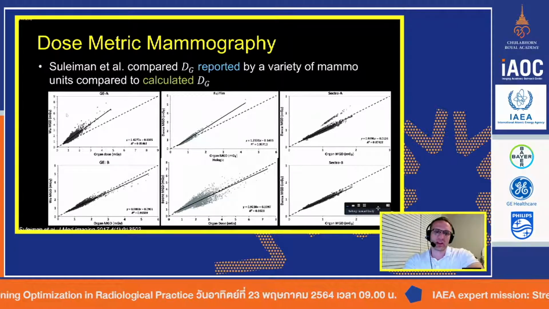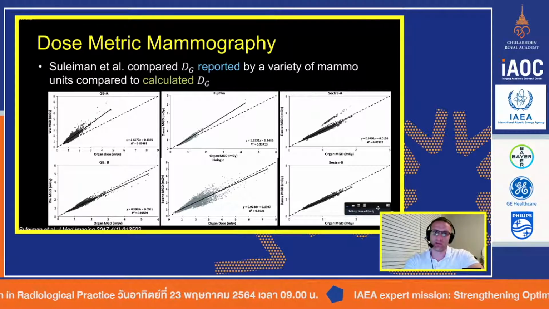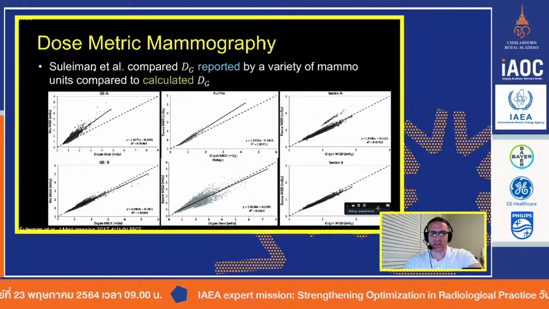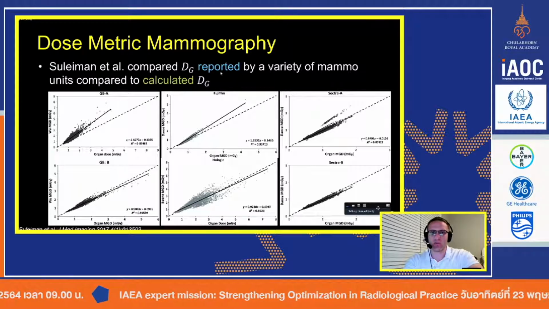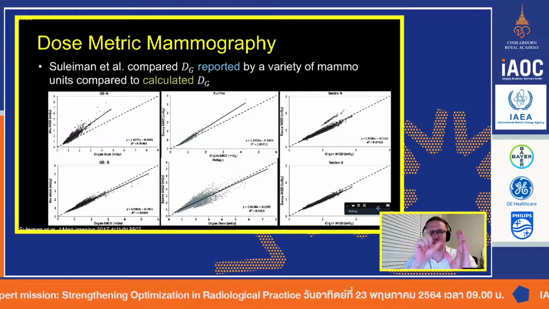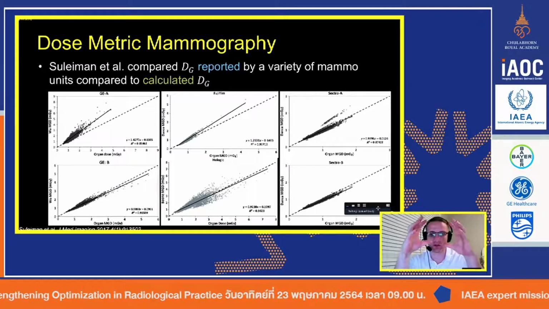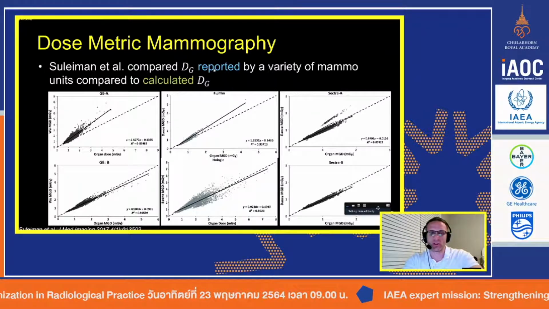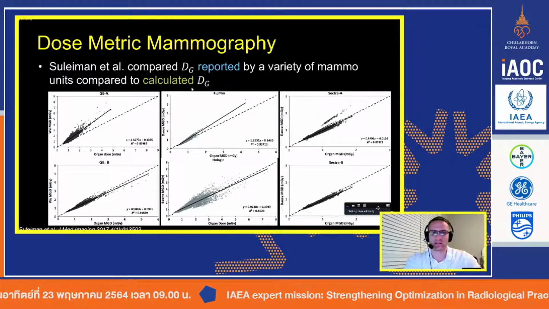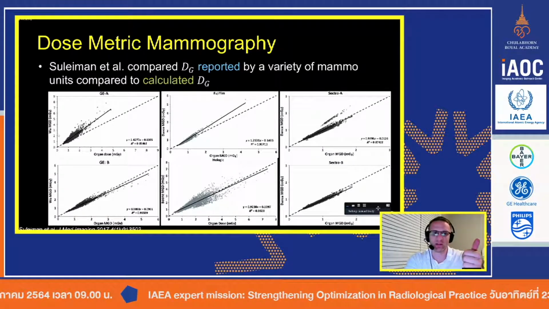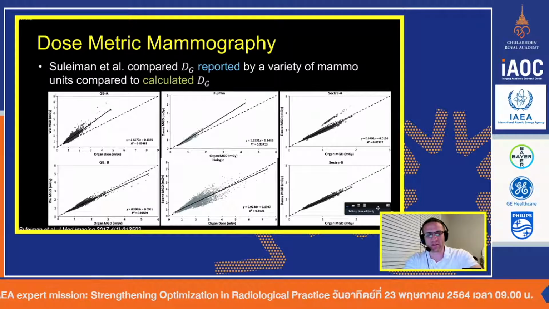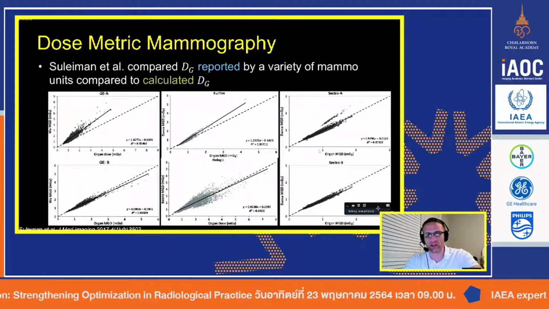A publication came out in 2017, so only 3 to 4 years ago. This isn't an old one. What Suleiman and his colleagues did is they looked at the reported mean glandular dose, the value that the machine tells you, written down somewhere on the screen or part of the metadata. They compared the machine reported mean glandular dose to the value these scientists actually calculated using the Dance method, the Wu method, or the Boone method. So the manual calculations are on the y-axis, and the machine reported values are on the x-axis.